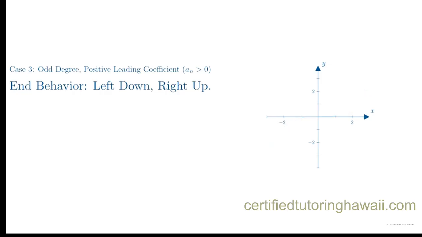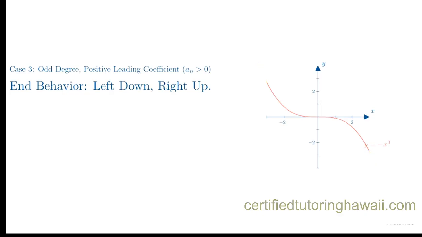Finally, let's consider a negative leading coefficient for an odd degree polynomial. This is like reflecting y equals x cubed across the x-axis. Look at y equals negative x cubed. Now, the left end goes up and the right end goes down.